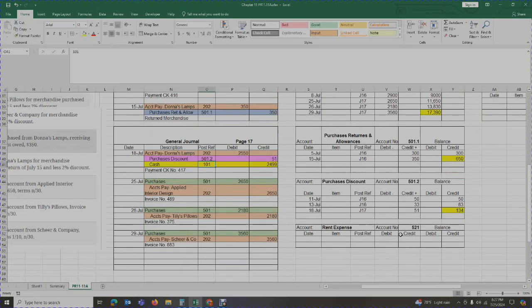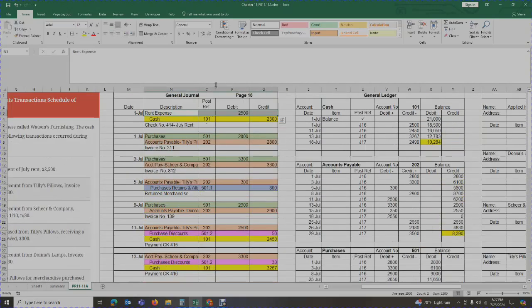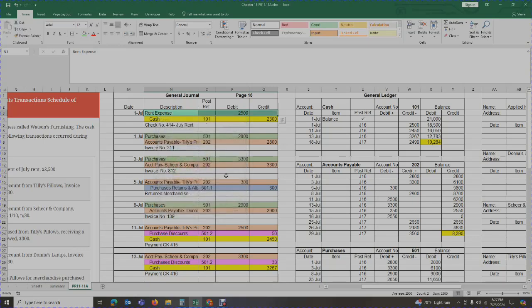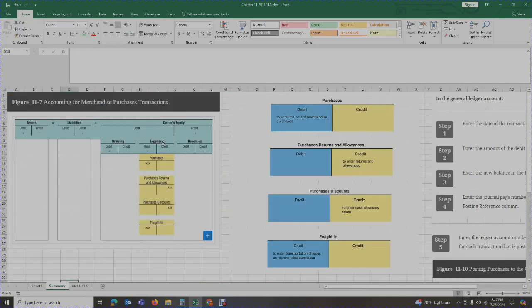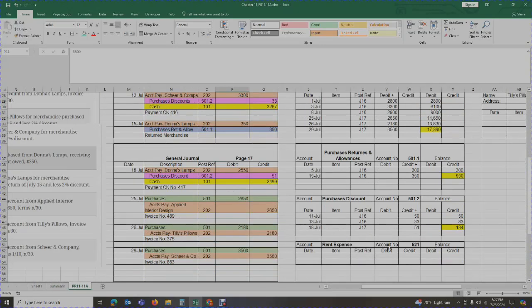So all we are left with is rent expense. That is the only account that I'm missing, and it is on the very top. Let's do a lime green over here. Okay, so we've got rent expense, and we only have one item. Rent expense is an expense account. A debit increases and a credit decreases.